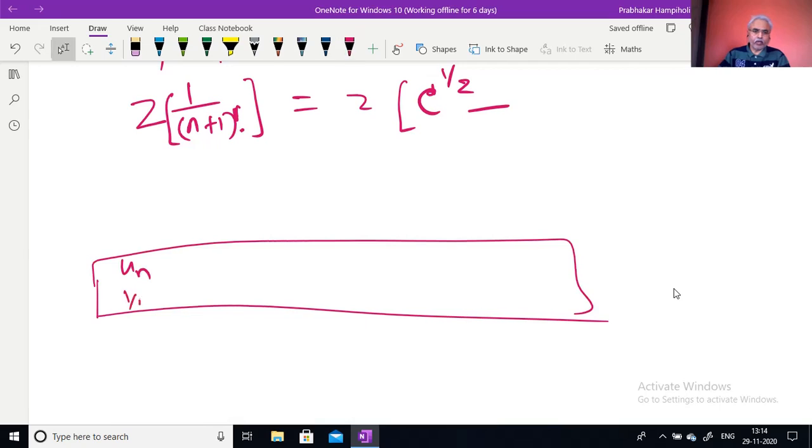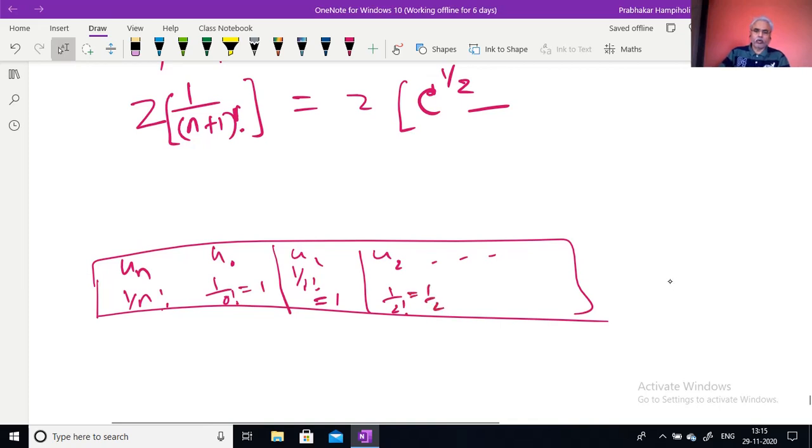u_n is 1 by n factorial. If you go on putting n equal to 0, 1, 2 and so on: n equal to 0, 1 by 0 factorial is 1. N equal to 1, 1 by 1 factorial is 1. N equal to 2, u2 is 1 by 2 factorial, that means it is 1 by 2. Suppose one more, u3, 1 by 3 factorial.